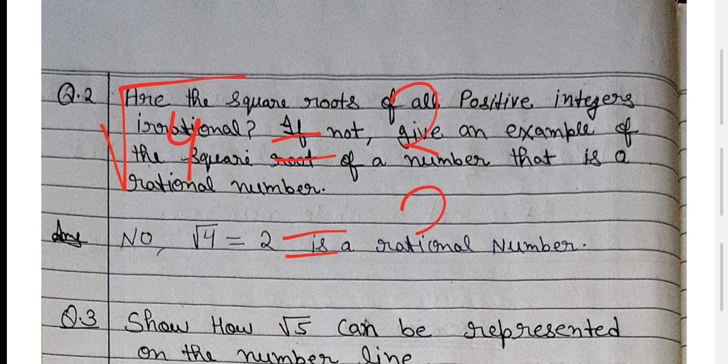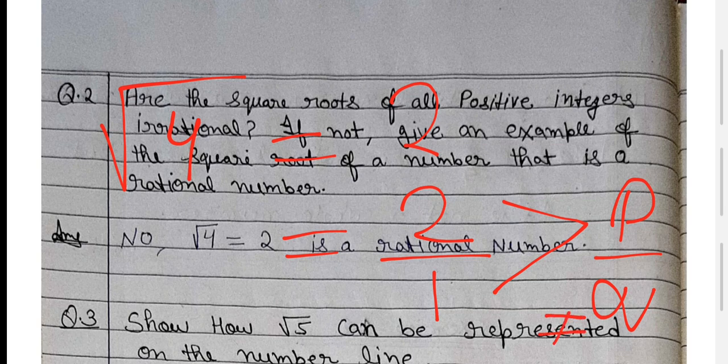So can we write 2 as 2 by 1? It means that this 2 can be represented in the form of p by q, where p and q are integers and q is not equal to 0. It means that 2 is a rational number.